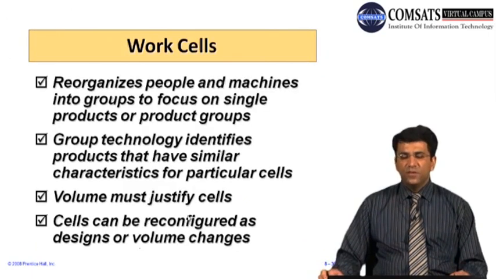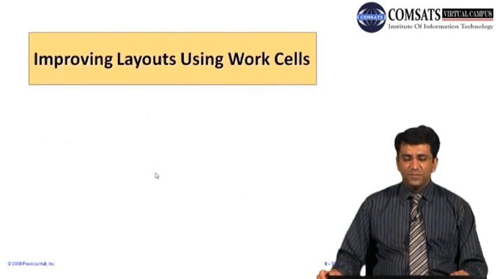Then friends, there are some work cells. Now this is a sort of layout which is actually used for the production of a single product or the group of related products. It recognizes people and machines into groups to focus on single products or product groups. Group technology identifies products that have similar characteristics for particular cells. Volume must justify the cells. Cells can be recognized and reconfigured as designs or the volume changes. So these are again some important considerations while you are designing these work cells layout.